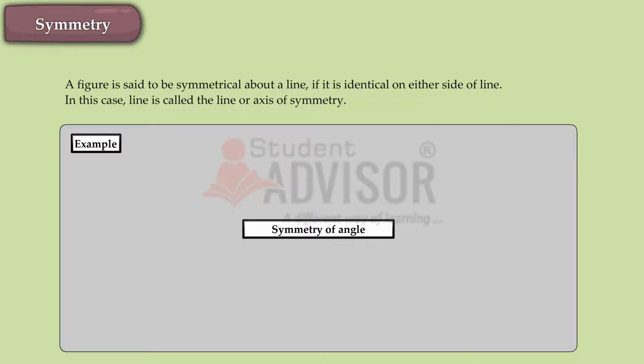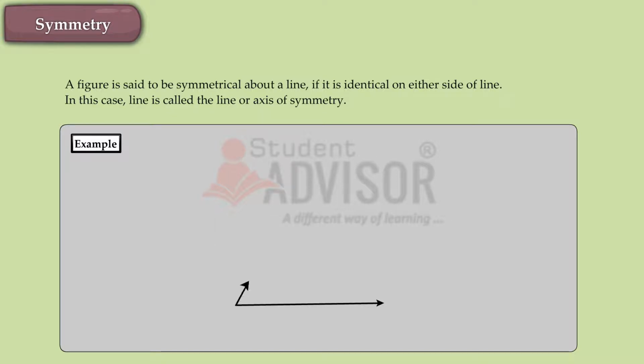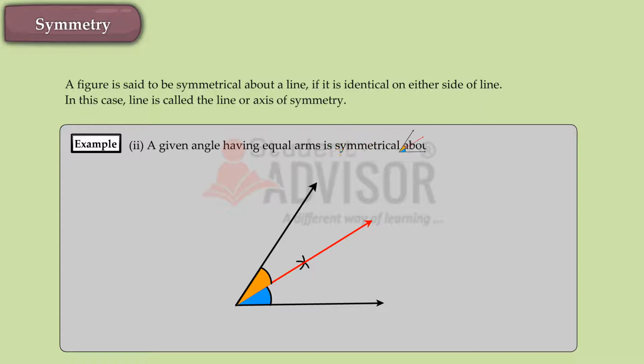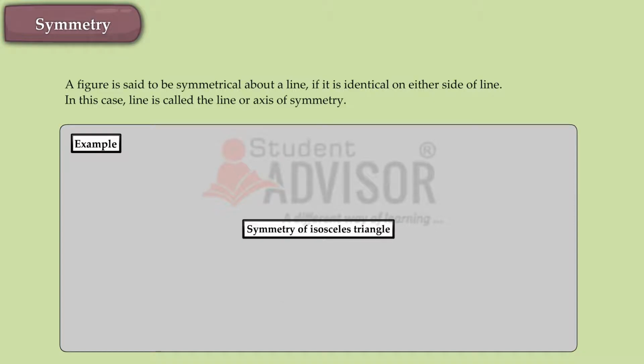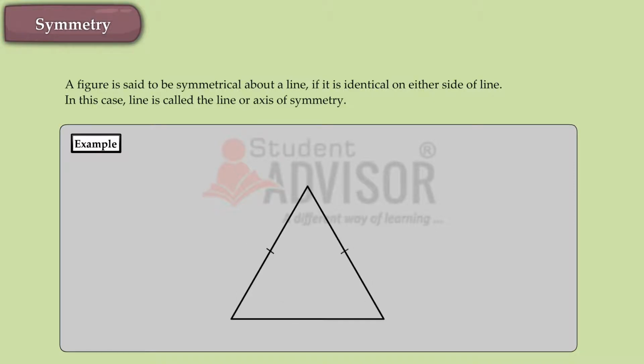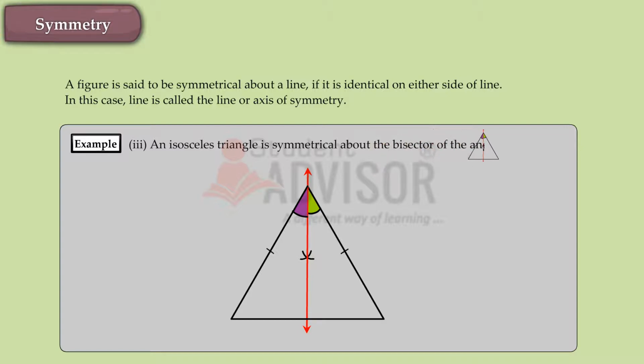Symmetry of angle. A given angle having equal arms is symmetrical about the bisector of the angle. Symmetry of isosceles triangle. An isosceles triangle is symmetrical about the bisector of the angle included between the equal sides.